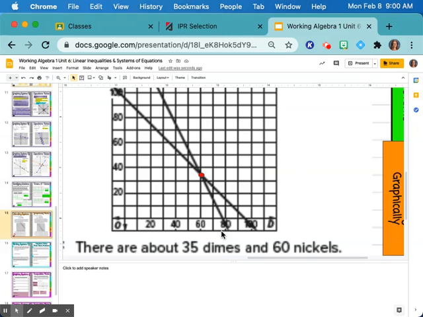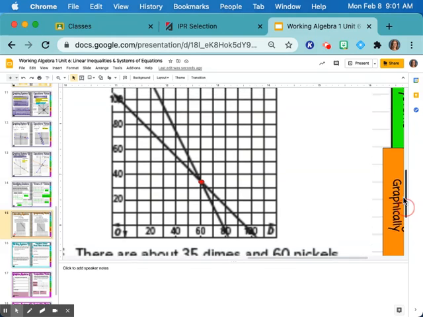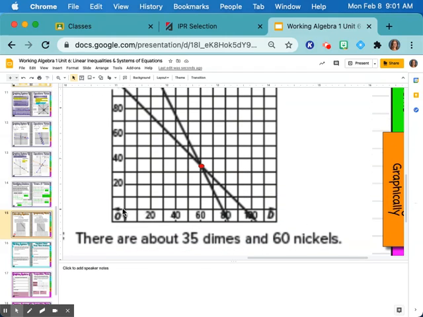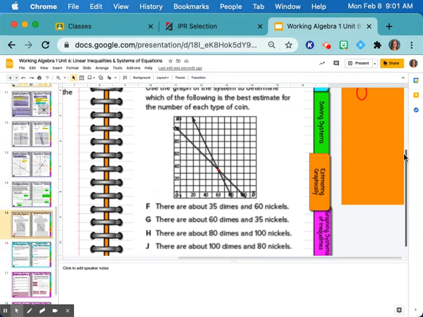So let's estimate, and let's pay attention to our labels. So what is represented on the x-axis? Dimes, yeah. So right here, dimes. And then the y-axis is nickels. So how far does it go? Looks like about 60 nickels. Okay, and then what about dimes? 35, yeah. So what's our answer?